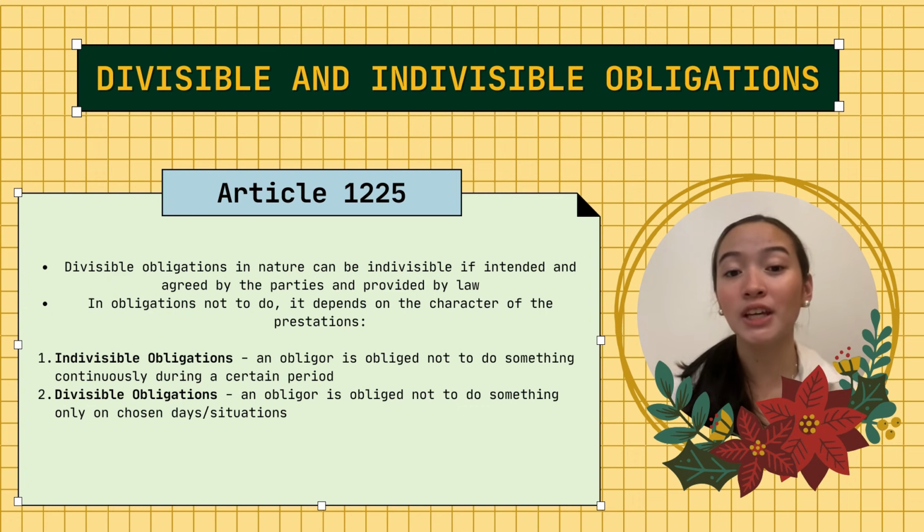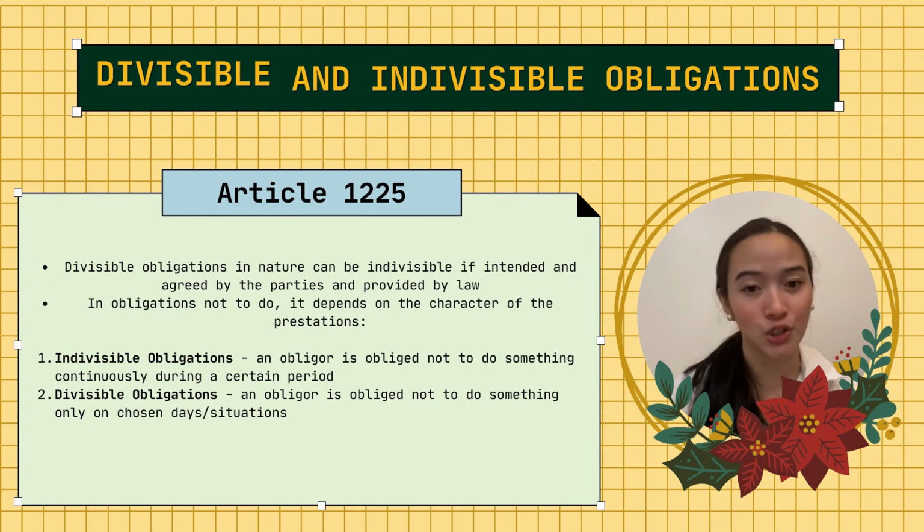In indivisible obligations, an obligor is obliged not to do something continuously on a certain period, while divisible obligations is when an obligor is obliged not to do something only on chosen days or situations.